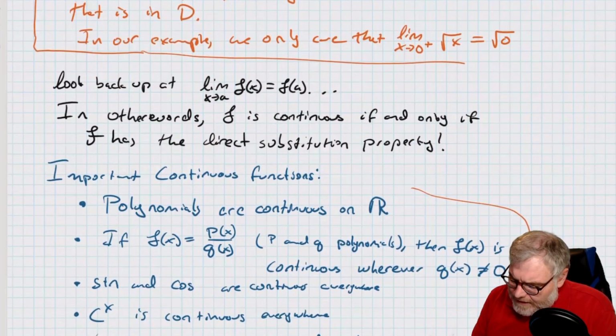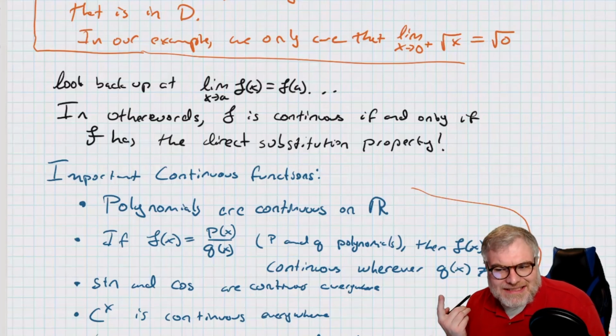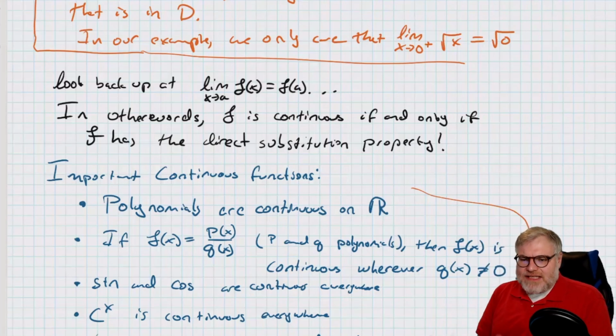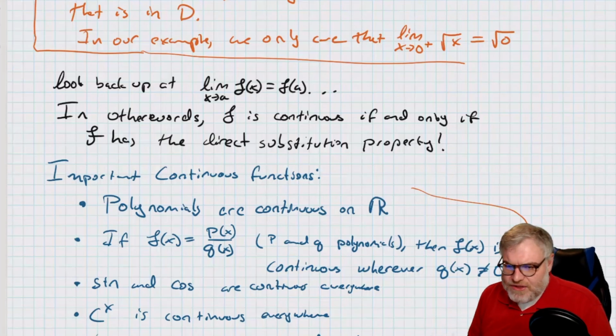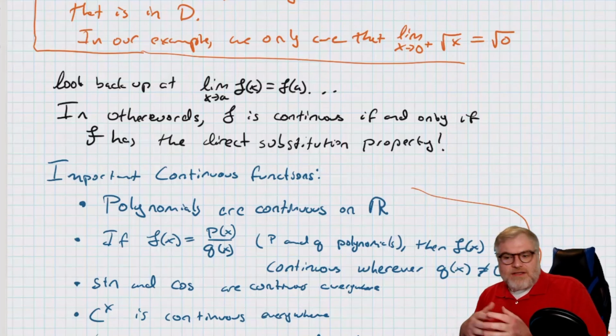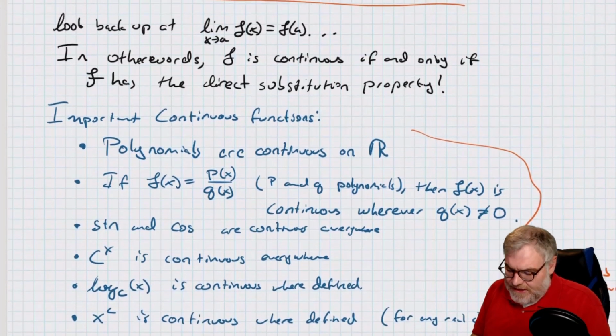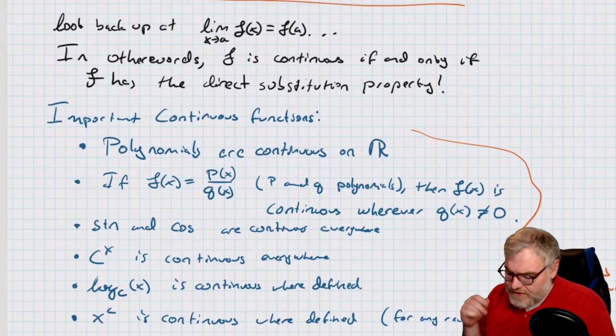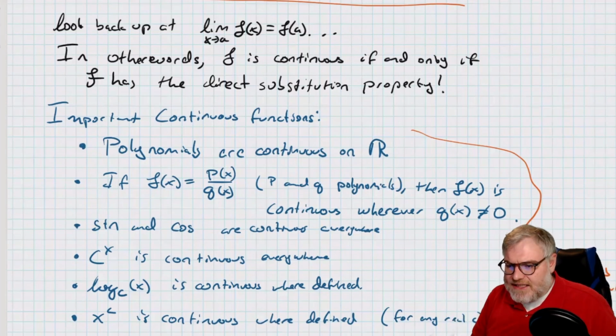So what I want is the limit as x goes to a of f of x equal f of a for every a. And remember, this means that f is continuous if and only if f has the direct substitution property. So these are all continuous functions. Just like before, these functions have the direct substitution property. That makes them continuous. Polynomials are continuous. Rational functions are continuous whenever the bottom does not equal 0. Sine and cosine are continuous everywhere. E to the x is continuous everywhere, I should say, where defined.